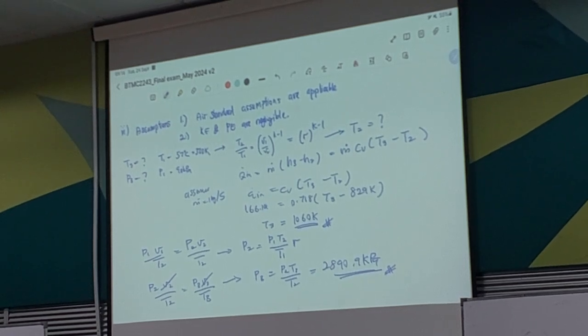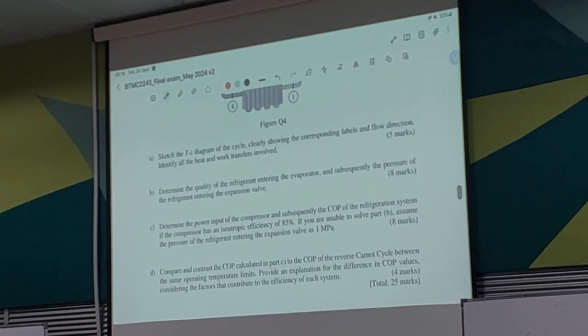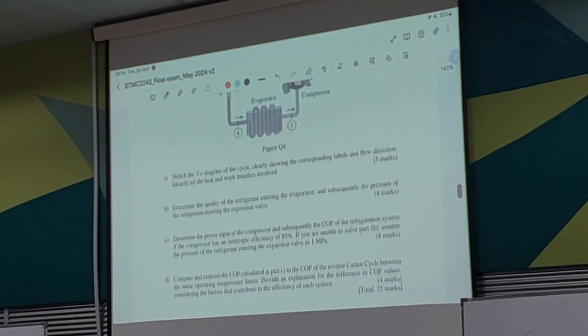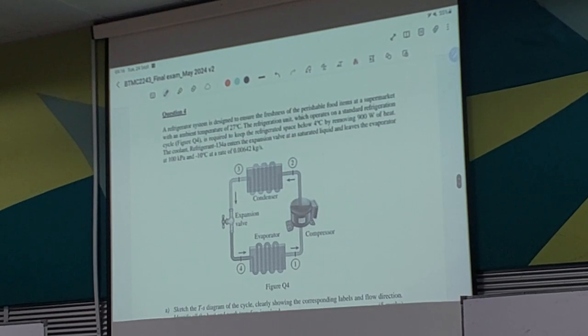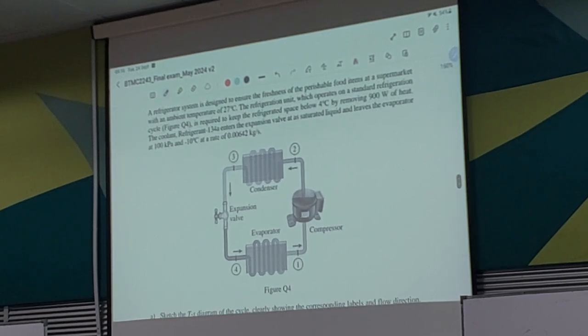Okay, so is everyone done with this? Then we move on to the last question. Okay, so the last question is a recurring question. As in, question 4 is always about a refrigeration system, at least so far. For you guys it will be the same also.